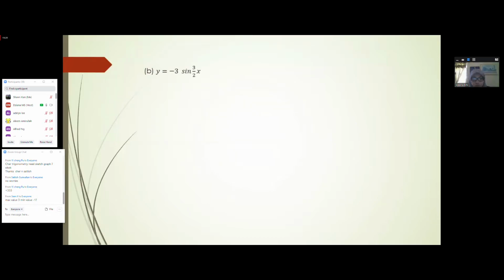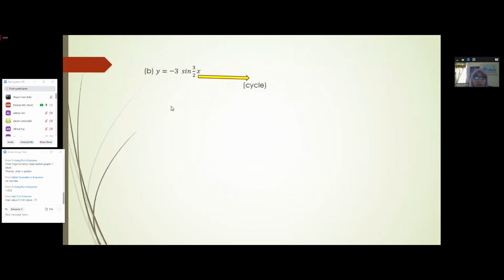3. Very good. Okay. The first change here is 3 over 2x. Okay, 3 over 2x, so it's only 1.5 cycle. So that involves the cycle. We should have 1.5 cycle within 2 pi.